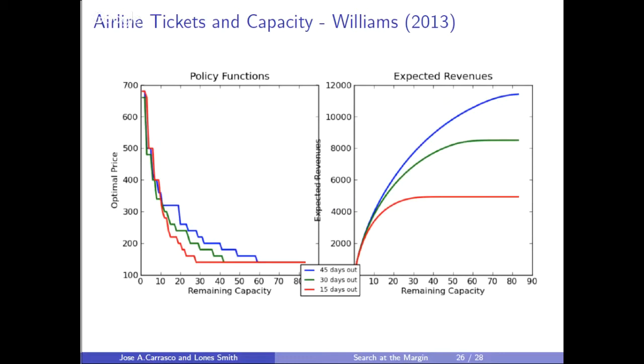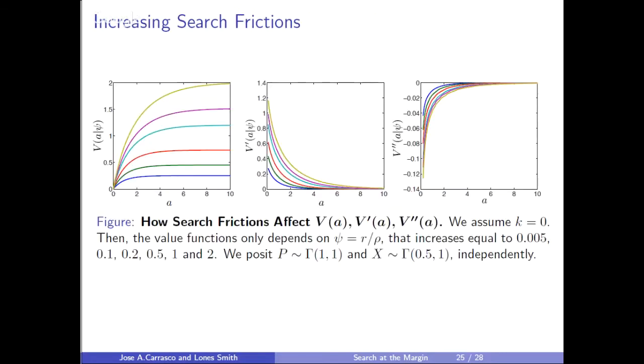And not only increases, but it has this convex shape, which is similar to our findings. Your value function is increasing concave, and your reservation prices are increasing and have this convex shape. Okay?